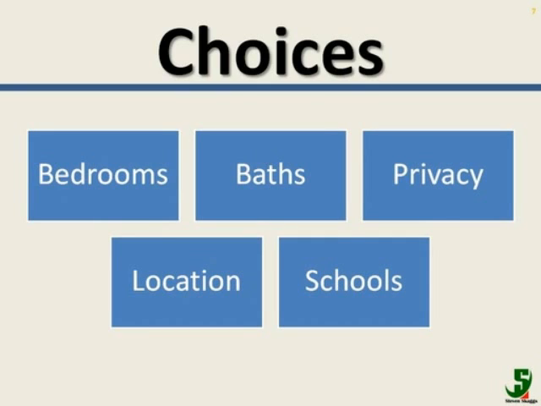While there are a number of choices you must make that are not listed here, this page shows the choices that often influence which home will be purchased. How many bedrooms and baths will you want? How much privacy do you desire? What location is best for you? Is it near your work? And how are the schools in the area?